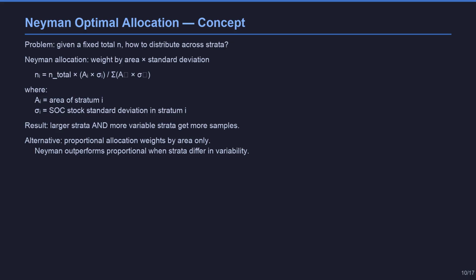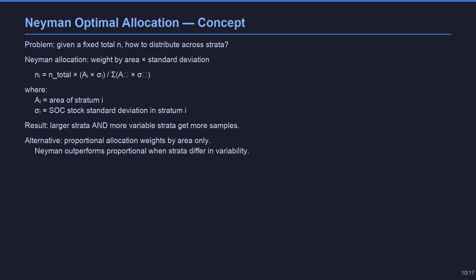Once you have the per stratum N values and the total sample budget, you need to decide how to distribute samples across strata. Neyman optimal allocation is the standard approach. Each stratum's share of the total sample is proportional to its area times its standard deviation. Larger strata get more samples because they cover more of the project. More variable strata also get more samples because they need more observations to characterize accurately.